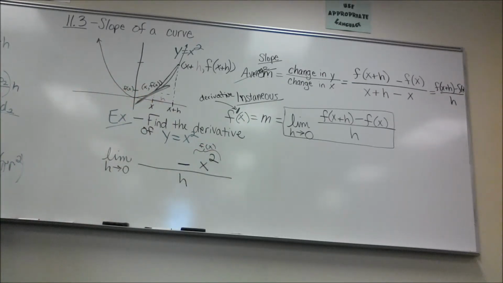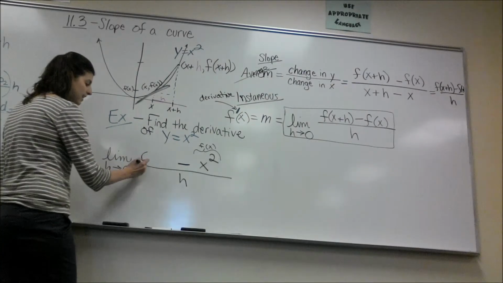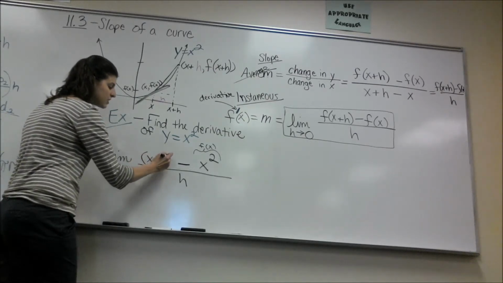What is f of x plus h? How do you find f of x plus h? f is something squared. Is the squared outside the parentheses? Yes. x plus h, the quantity squared. That I like. There we go. x plus h, the quantity squared.